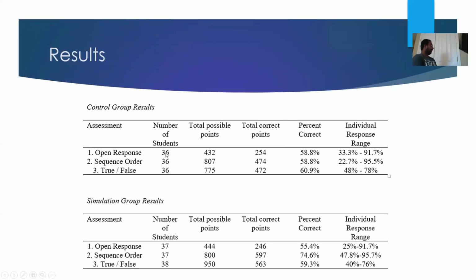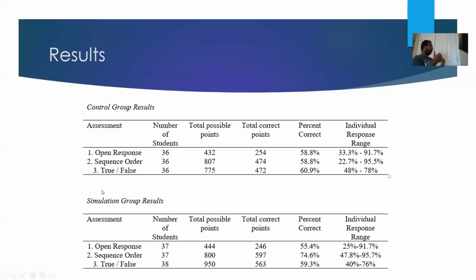As you can see here, we had a total of 36 students, and this is the control group results. For open responses for 36 students, the total possible cumulative points for that entire class was 432. And out of 432, about 254 points were correct, with a percent correct of 58.8%. For the sequence order, the total number of possible points for the whole class was 807, and as a cumulative total they got 474 correct, for a percent of 58.8, and then true and false, they received a 60.9% correct rate.